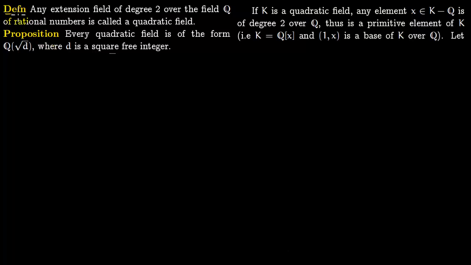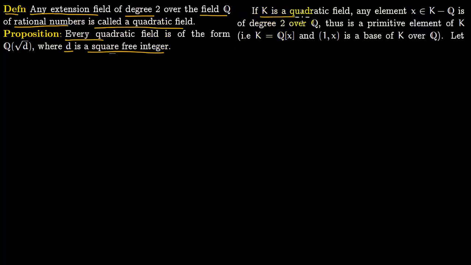So let us start with the definition. Any extension field of degree 2 over the field of rationals is called a quadratic field. The first proposition we want to prove in this lecture is this: every quadratic field is of the form Q adjoined root d, where d is a square free integer. So let us see the proof of this.